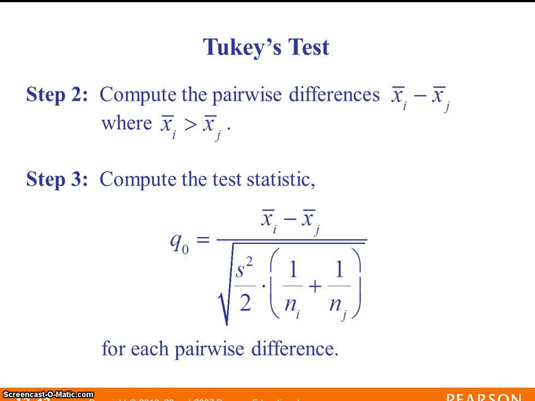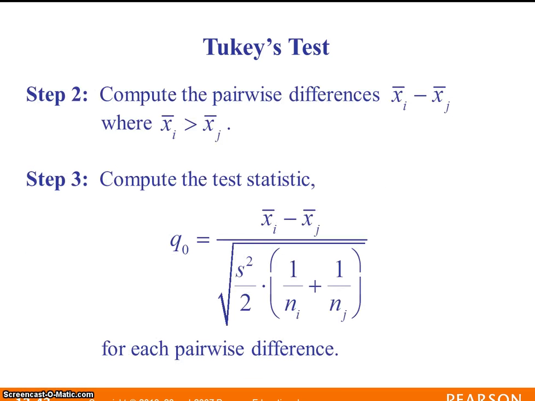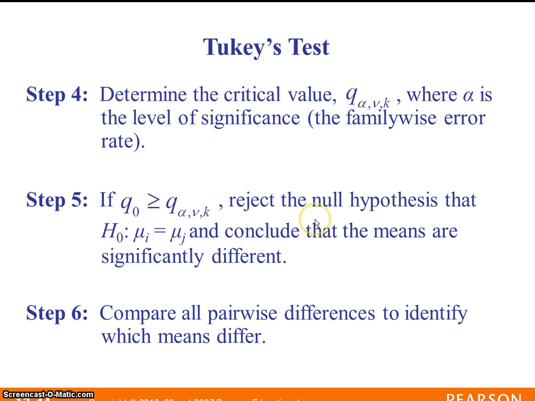So for Tukey's test, the first step would be to arrange the sample means in descending order. Again, this procedure is outlined in the purple box at the bottom of page 639 as well. And then compute the pairwise difference between each one of your samples, where the first sample mean always has to be greater than the mean for the second sample, and then compute the test statistic for each pairwise difference. So you'd want this value on top to be positive. And then determine the critical value, again, from table 9 in the back of your book.